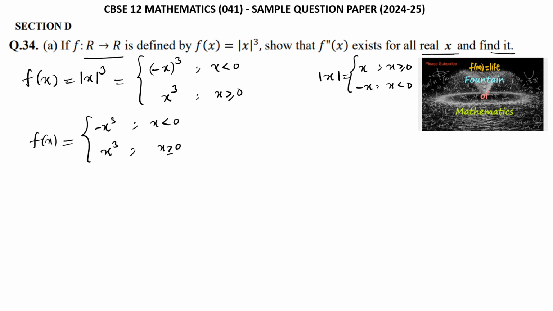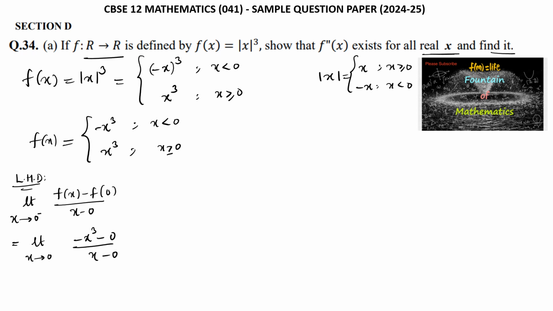Now the left hand derivative, limit x tends to 0, we have f of x minus f of a, that is f of 0, divided by x minus 0, which is equal to the limit x tends to 0. F of x value we can write in the left hand derivative, that is 0 minus. So below 0 it is minus x power 3, minus f of 0 value is 0, divided by x minus 0 is x. So limit x tends to 0, we can write minus x square, which is equal to 0.